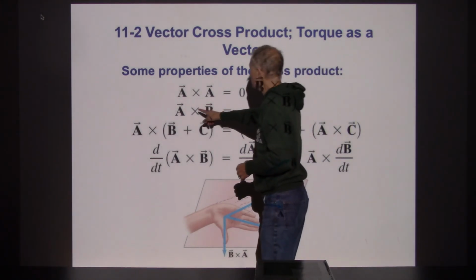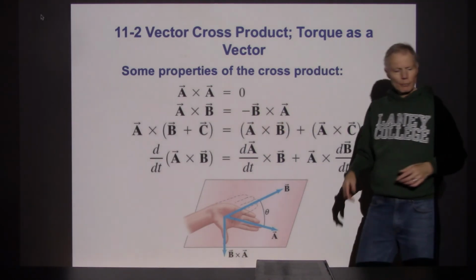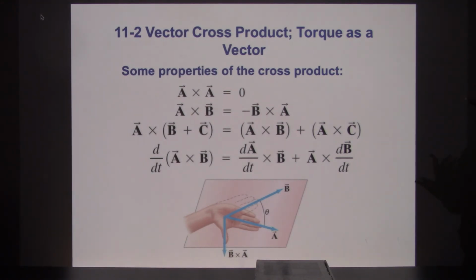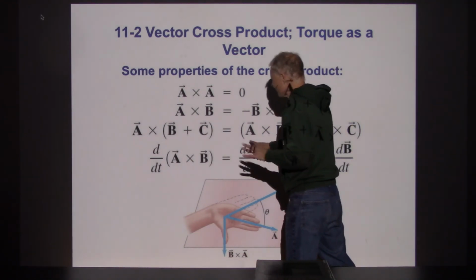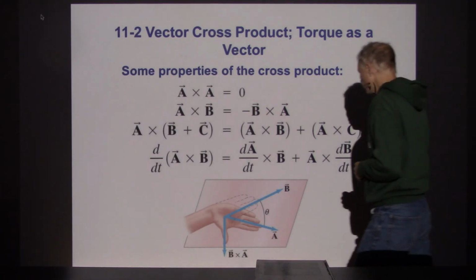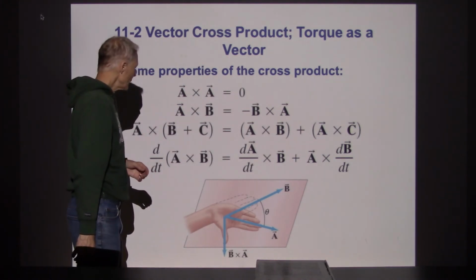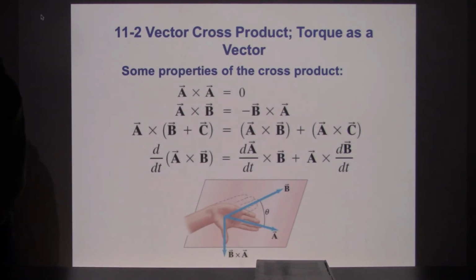Now this is an interesting property: A cross B is equal to minus B cross A. If I just reverse the order of the two vectors, I end up with a minus sign. So it's not commutative if I reverse the order of the cross product. And then there's a distribution of the cross products, which we're not so interested in. There's also taking a derivative, which follows the product rule for derivatives. In any case, it comes down to coming up with some kind of a right-hand rule that you can use to keep track of vector directions.